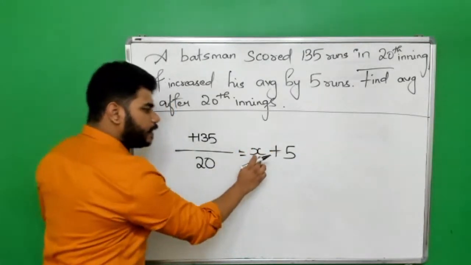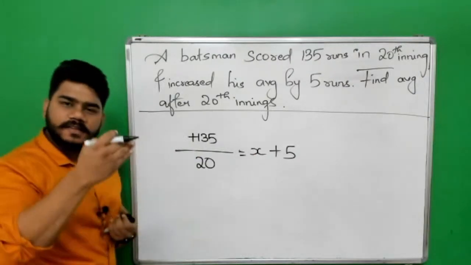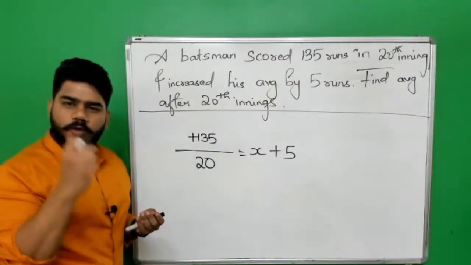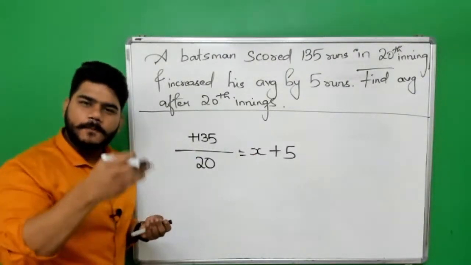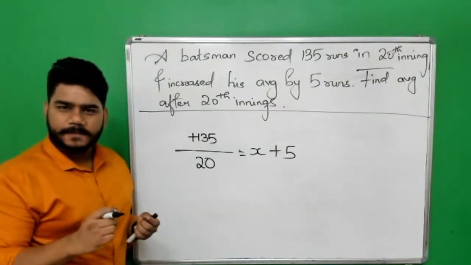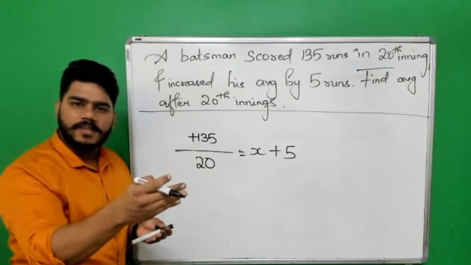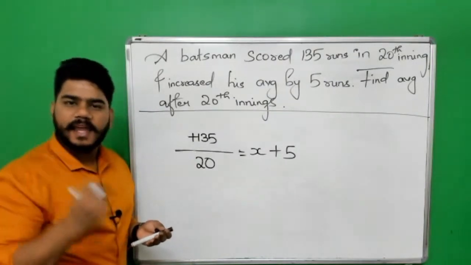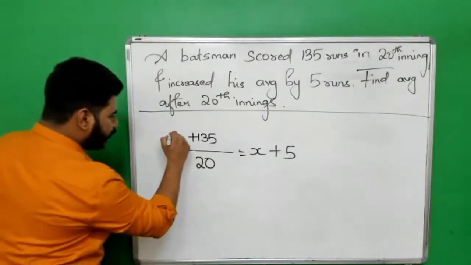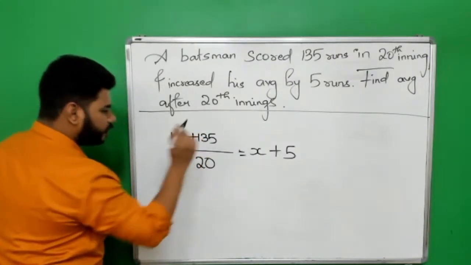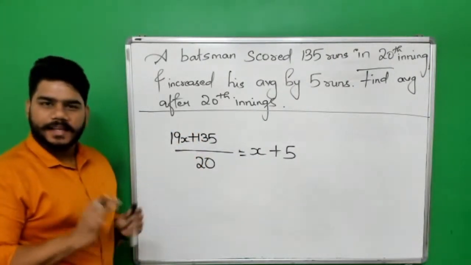Sir, initial average means what, sir? Till the 19th match, his average was X. Which means, can I assume every match he scored X runs? Yes or no? Sir, first match X, second match X, third match X, like this, 19th match again X. So can I say total in 19 matches he has scored 19X runs? All of you, yes or no?